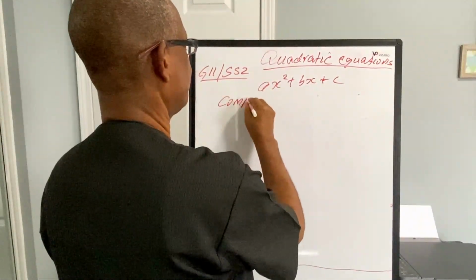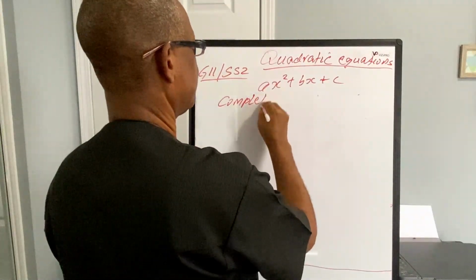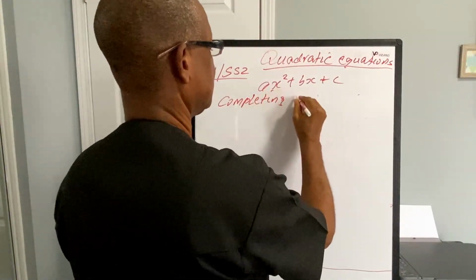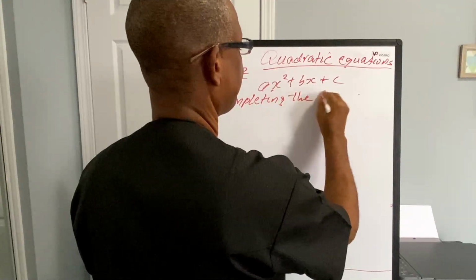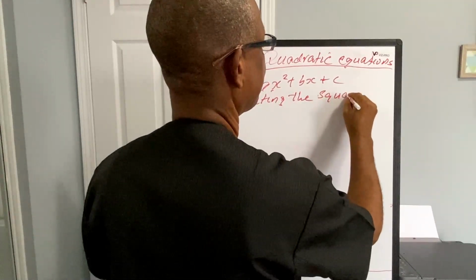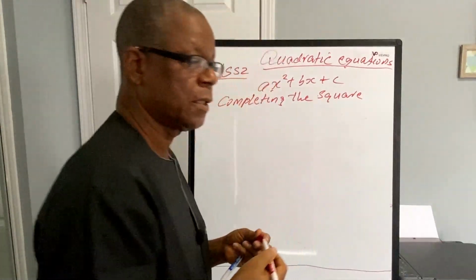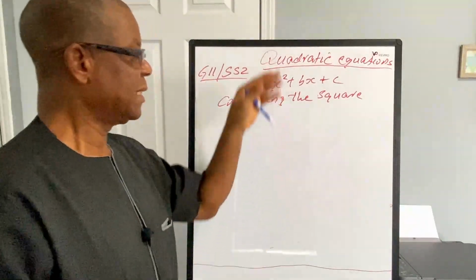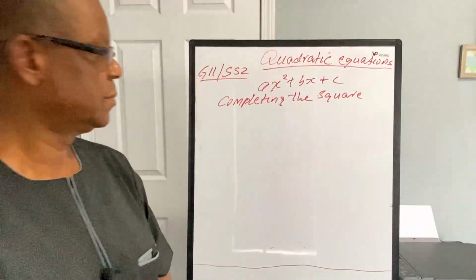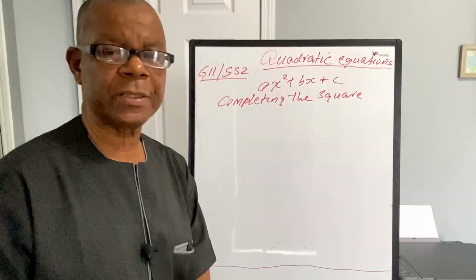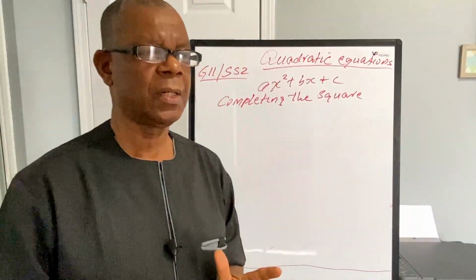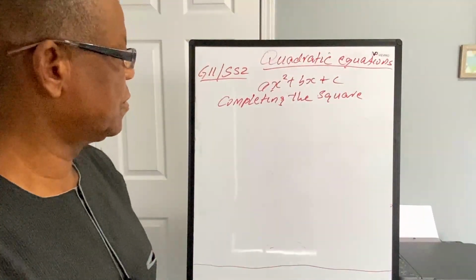Completing the square. There are rules for this very particular completing the square method. There are rules. We will run down the rules.